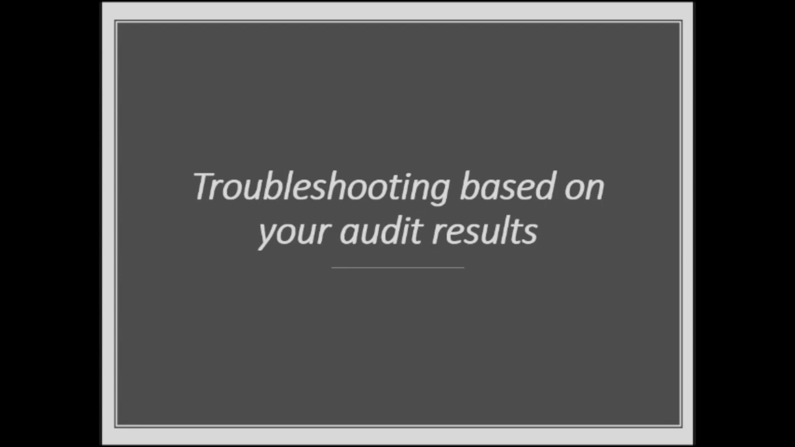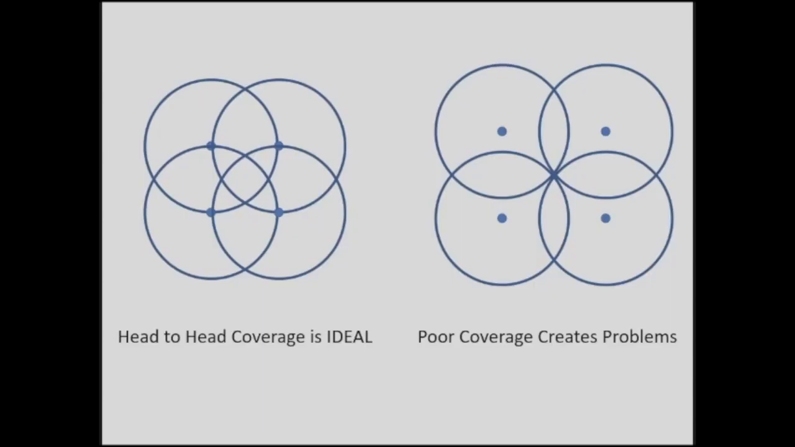Okay. So now that we have our audit results, what do we do? We have to troubleshoot, right? So when we think about irrigation system, obviously head-to-head coverage is ideal, right? Why? What do y'all think? Right, we want it to uniformly be distributed. What we've talked about this whole time, we saw some of those photos from earlier. It creates problems. So poor coverage will create problems.